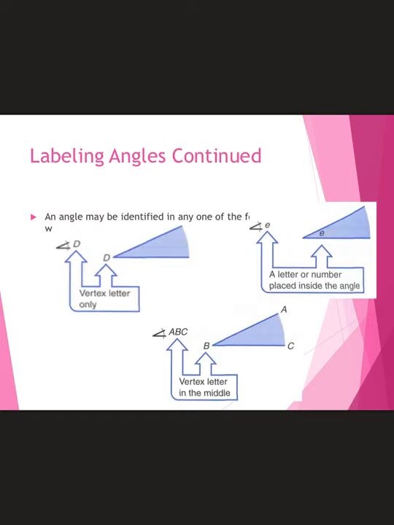An angle may be identified in any of the following ways. You may call it angle D with only the vertex letter. You may call it angle E if it is the letter or number placed inside the angle. You may also call it angle ABC, and notice that the vertex letter is in the middle.